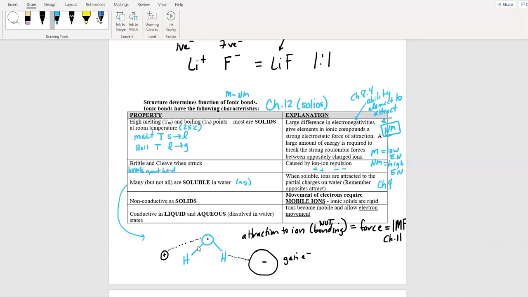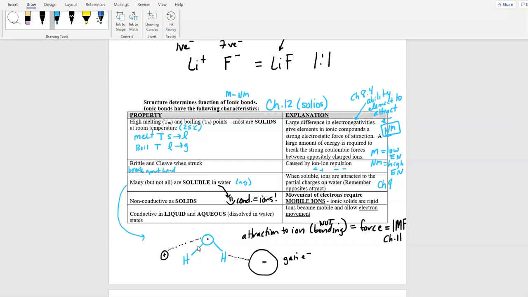So intermolecular forces, it's an attraction to the ions, and it's a particular force called ion dipole. But we'll hold off until we get to Chapter 12. They're not conductive as solids. So in a solid form, you will see no electricity. But when you get it into this form, yes, they do conduct because you need ions to conduct electricity.